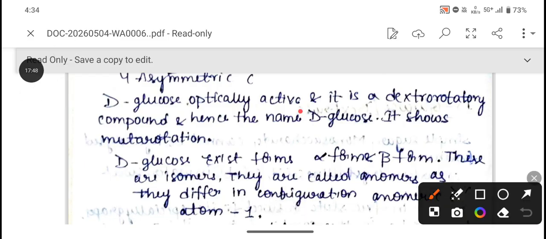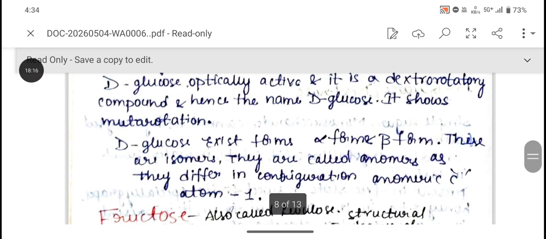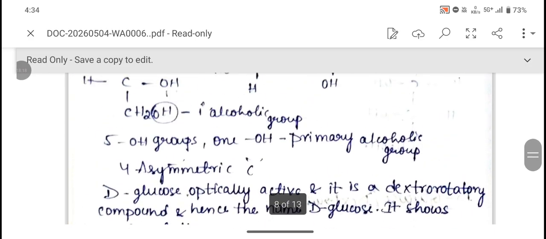So D-glucose is optically active. It is dextrorotatory, which means the light will be rotated towards the right direction. Hence the name D-glucose, and it shows mutarotation, and it also exists in alpha and beta forms. So these are the isomers, called anomers. The alpha-D-glucose and beta-D-glucose are together called anomers, as they differ in configuration at anomeric carbon atom 1.